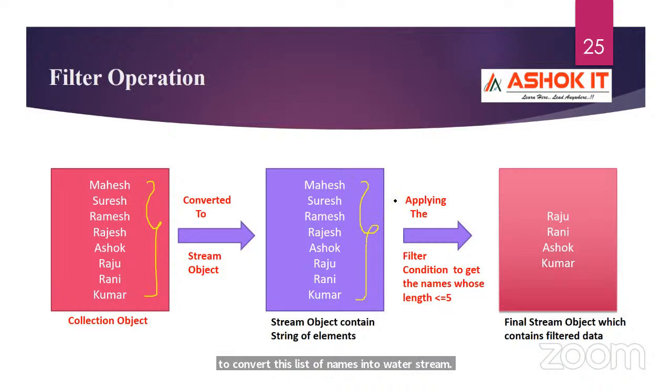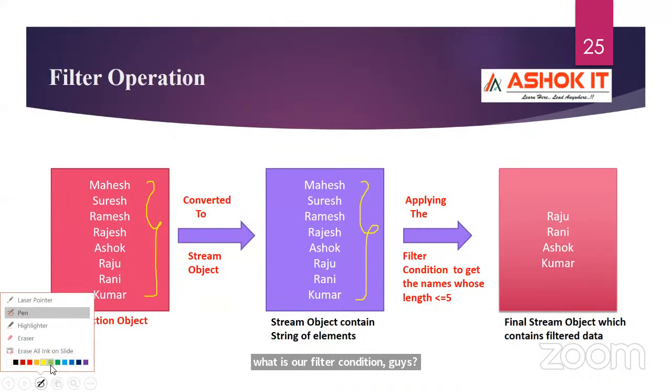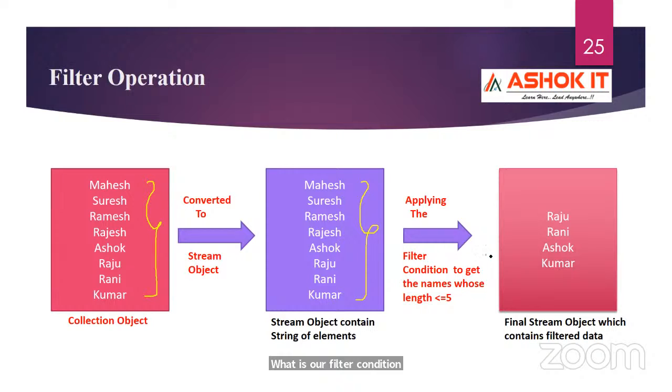What will the stream object contain? Strings. The stream object contains strings only, sir. Once you get the stream object, you can apply what? Filter condition. What is our filter condition, guys?